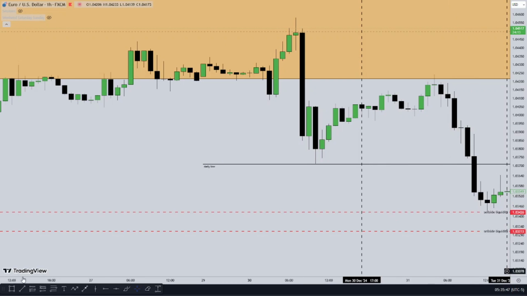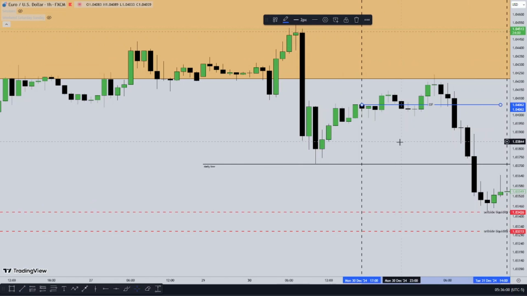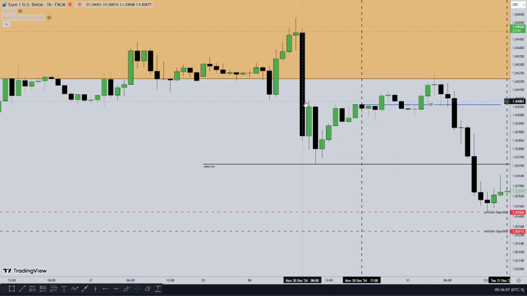I told you guys that first you identify the opening price of the candle. The opening price is your equilibrium price. Then you mark out liquidity above the opening price. Here's the opening price. Above the opening price, where's the liquidity on the 1 hour time frame? You can see that there's a fair value gap. You mark out the fair value gap.